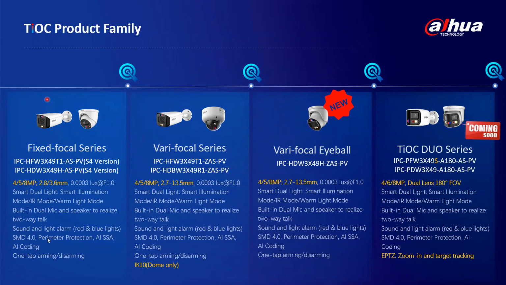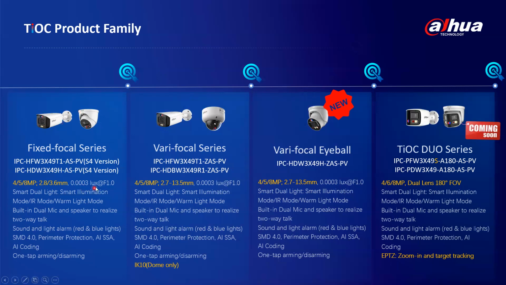So on this fixed focal series for the TiOC, this is what we'll end up having. It has a range of resolutions from 4 to 5 to 8 megapixels. The lens size can be either 2.8 millimeters or 3.6 millimeters: 2.8 millimeters for the eyeball and 3.6 millimeters for the bullet device.